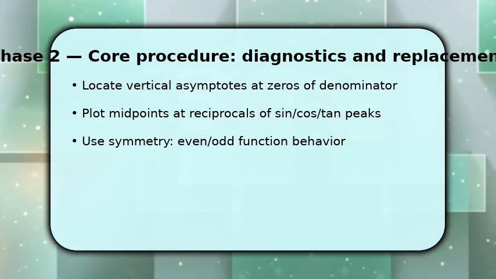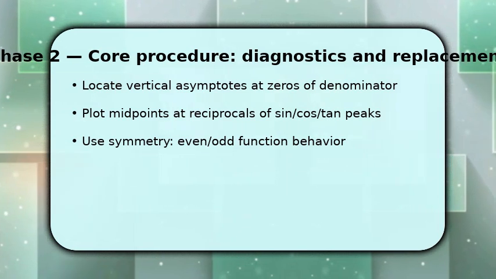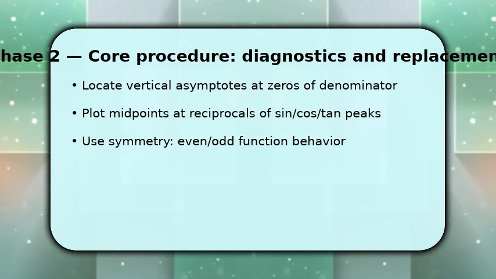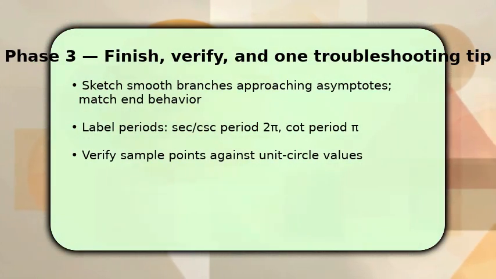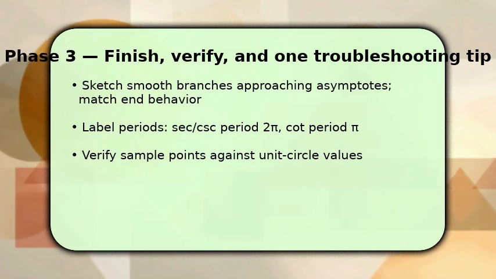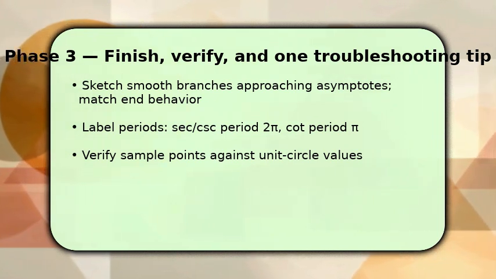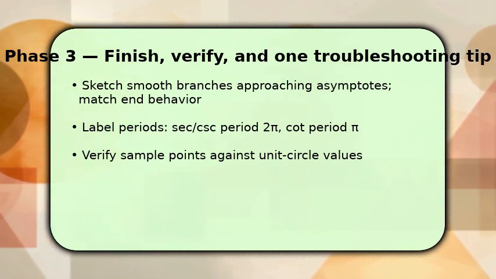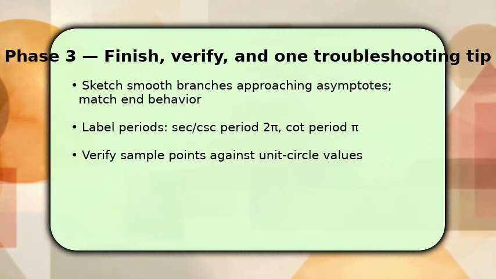Also, use symmetry. Sec and csc are even, cot is odd. That immediately defines left-right reflection. Finish by refining each branch. Ensure curves approach vertical asymptotes and match the reciprocals at sample x values, creating peaks or troughs where sin or cos had extrema. Label periods clearly. Sec and csc repeat every 2 pi, cot repeats every pi, so you can replicate the pattern left and right.